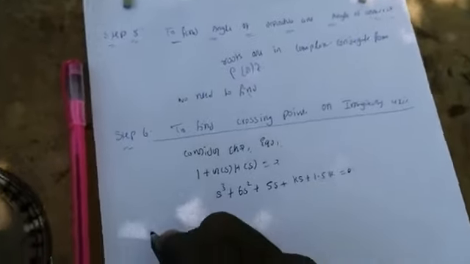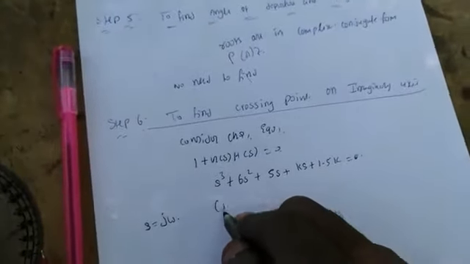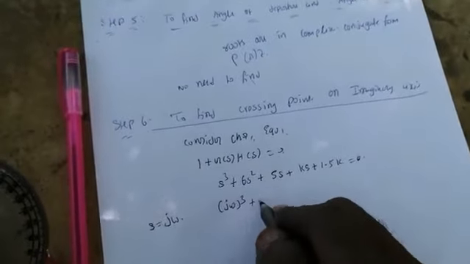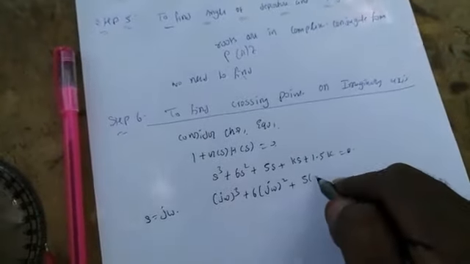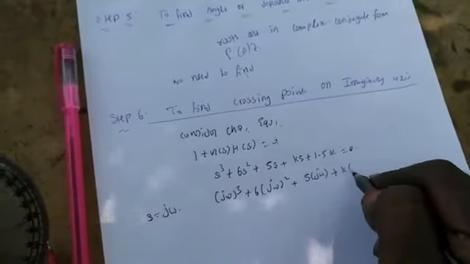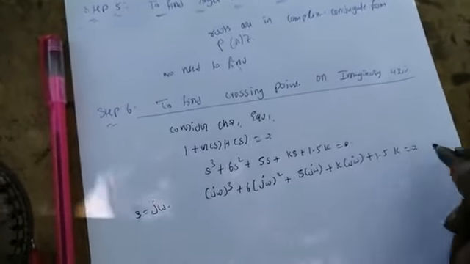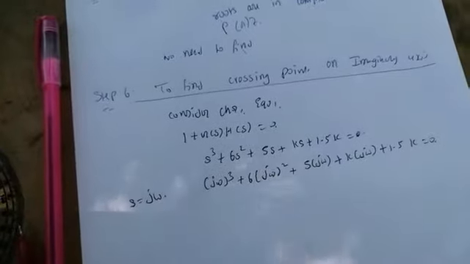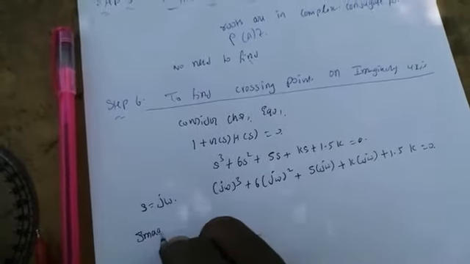Now substitute s equals j omega in the above equation. You will get j omega whole cubed plus 6 into j omega squared plus 5 into j omega plus k into j omega plus 1.5 k equals 0. Now we separate real terms and imaginary terms. First we can separate the imaginary terms.